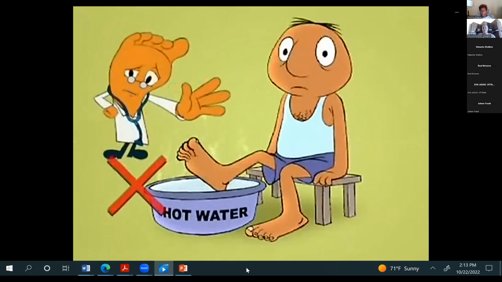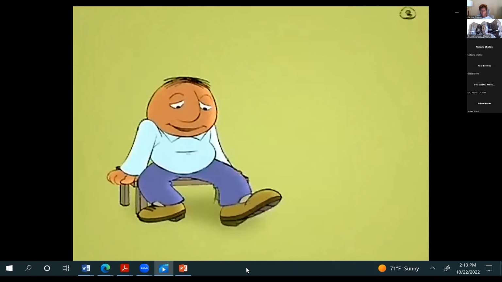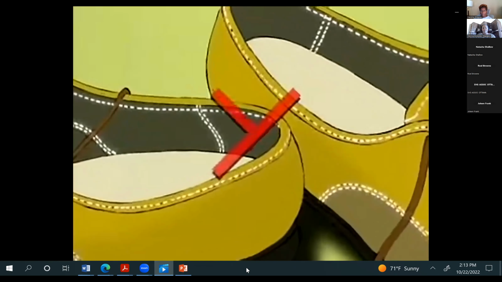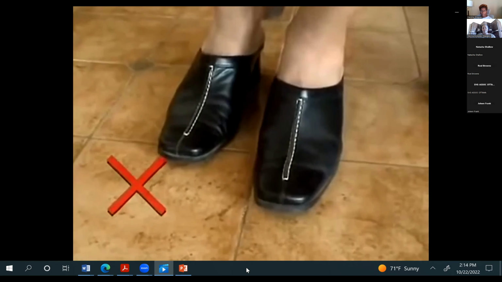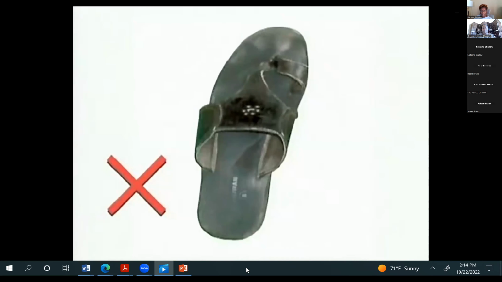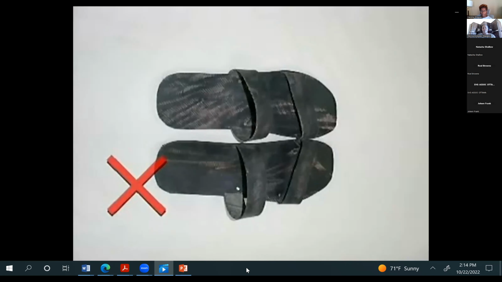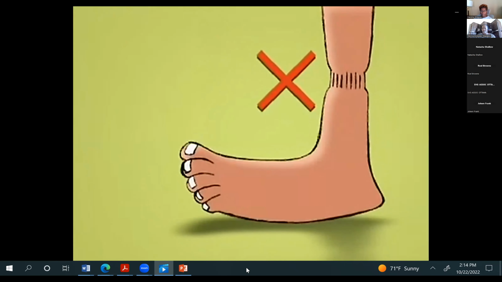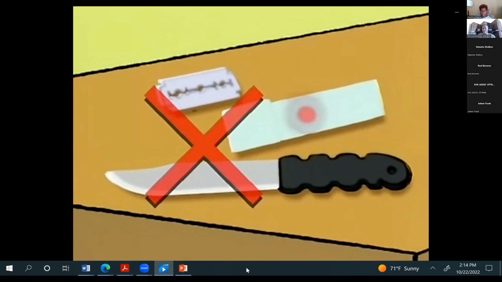Do not use hot water to wash your feet. Don't wear torn or tight shoes, or shoes with rough and uneven seams. Avoid shoes with narrow toe box. Sandal with thumb between toes. Or footwear that have just straps and no back support. Don't wear tight socks. Do not use corn medicines, blade, knife, or any sharp instruments.